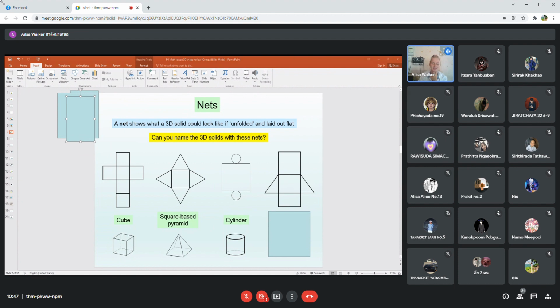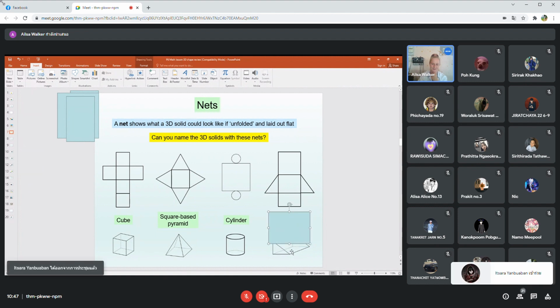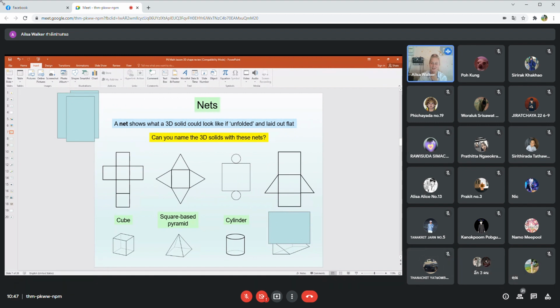Anyone like to try? I'll give you a clue. Anybody know now? Triangular prism. Yes, triangular prism. Very good. Thank you. Okay, good work, everyone. Let's take a look.